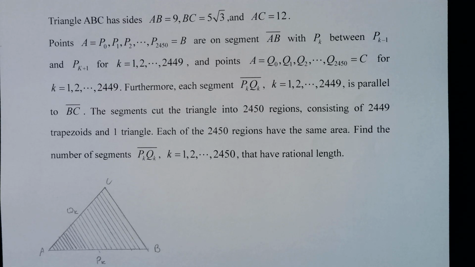Furthermore, each segment from Pk to Qk, with k between 1 and 2449, is parallel to BC. The segments cut the triangle into 2,450 regions consisting of 2,449 trapezoids and one triangle. Each of the 2,450 regions has the same area. Find the number of segments Pk Qk, with k being from 1 to 2,450, that have rational length.